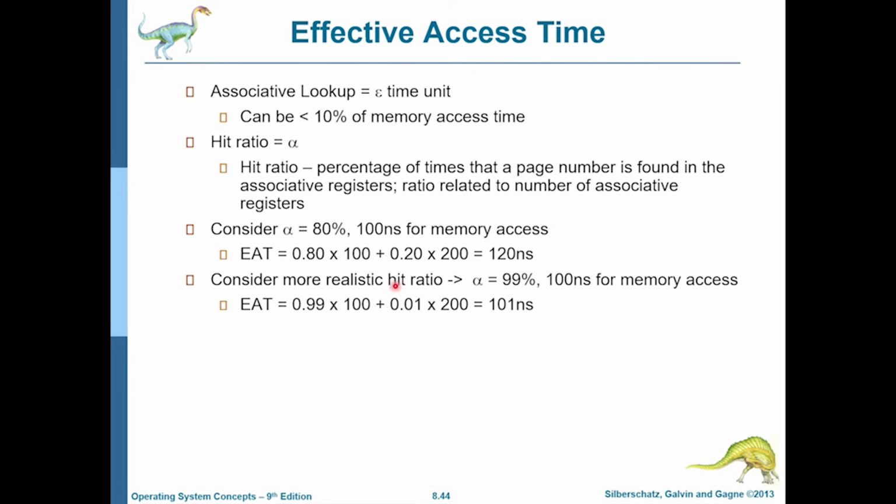A more realistic hit ratio would be 99%, because after a process starts running for a while, all the important page entries actually get populated into the TLB and the misses become really rare. And for 99%, the effective access time is 101 nanoseconds, which is very close to that of a single access to memory. So the disadvantage or the extra time that gets introduced because of paging functionality is very, very low, which is just about 1%.